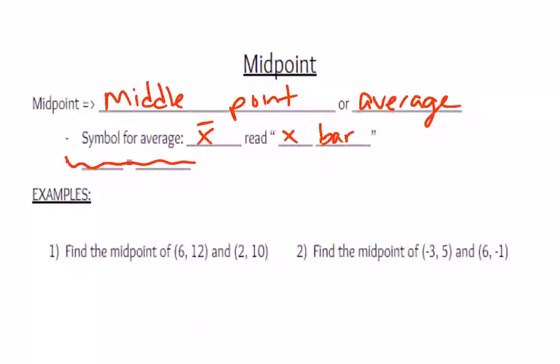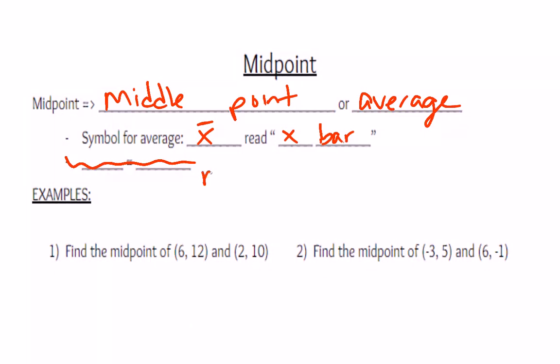Today we're going to talk about midpoint and distance. So midpoint is just what it sounds like. It's the middle point, and like we hopefully looked at in class today, you can find it by doing the average of the x values and the average of the y values. There's a shorthand symbol for average, which is x with a little line over it. It kind of looks like a bar, and that's how we read it, x bar.